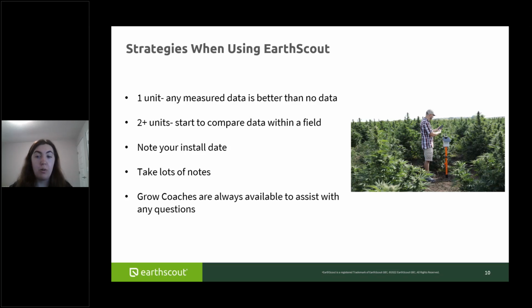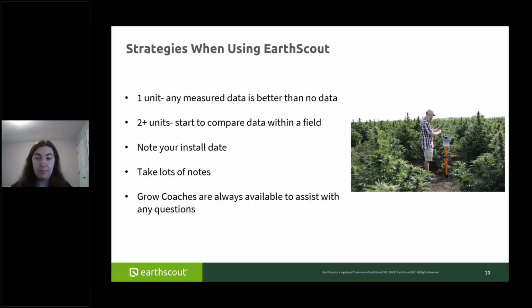We really recommend 2 or more units in a field, and this will allow a grower to start doing more comparative work and to start mapping out their fields or their variability, so to speak, within the field. So this comparative work and finding our variability work together to increase the precision of any irrigation or management adjustments, because more of the conditions or more of the variability within the field is going to be taken into account.